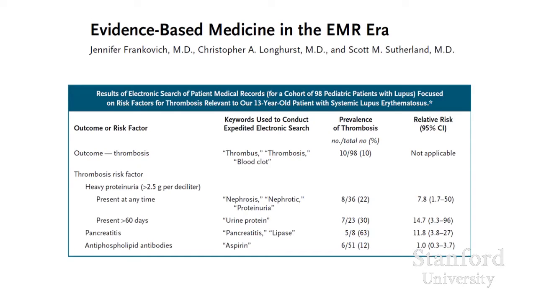And then for the different risk factors, which are shown as rows underneath the thrombosis row, she correspondingly used the appropriate keywords and got patient counts and then got the risk associated with having those risk factors. And as a result of this analysis, they chose to use thrombolytic therapy in this particular patient because that patient had high proteinuria, which, as you can see, does confer a significantly increased risk of clotting.